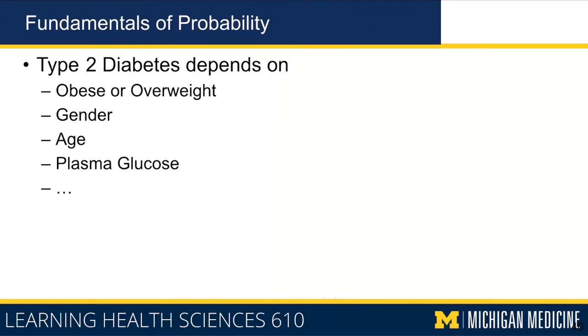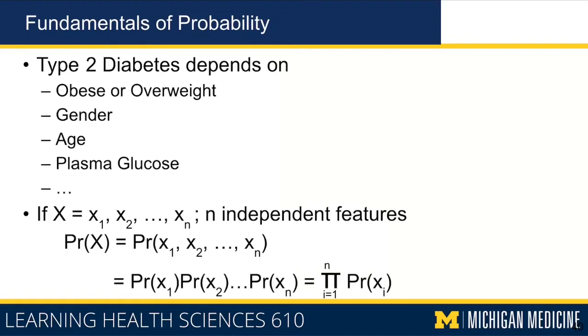An example of that would be that type 2 diabetes might depend on other factors. It's not just on obesity or whether somebody is overweight, but it could be on gender, on age, on plasma glucose, and so on. When that is the case, then you have multiple features x1 to xn, and the probability of a data instance x is the probability of all of these happening. Probability of whether they are obese or overweight, and their gender being male, and their age being 49, and the plasma glucose being 150, and so on. So that will be a male who is 49 years old with a plasma glucose of 150 and is obese or overweight. What are the chances of that person? That will be your probability of X.